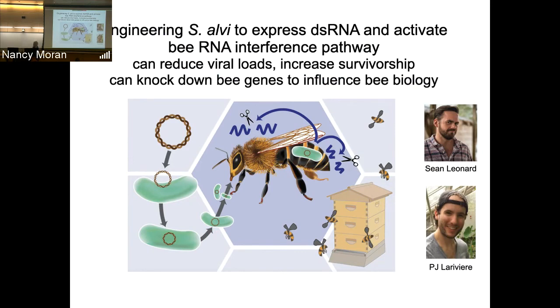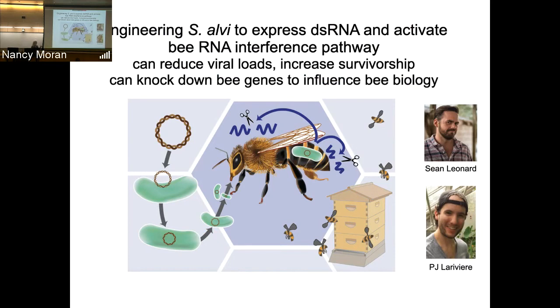Sean did some work on this, and it showed that you can reduce viral loads of RNA viruses by targeting that virus with a specific sequence, activating RNAi and lowering the viral load. It actually can increase survivorship of the bees, but you can also knock down the bee genes, and we sort of got interested in that as a genetic tool in the bees. So Snodgrassella in particular is able to do this.